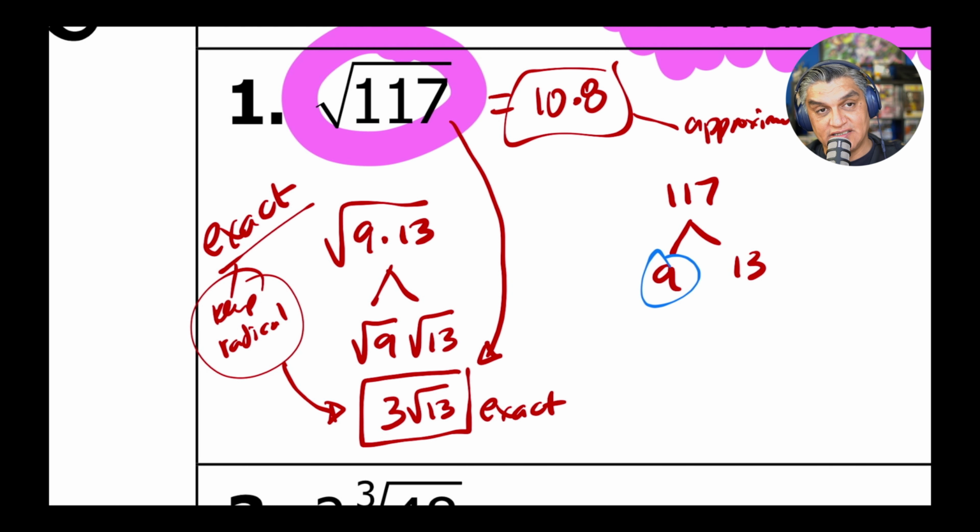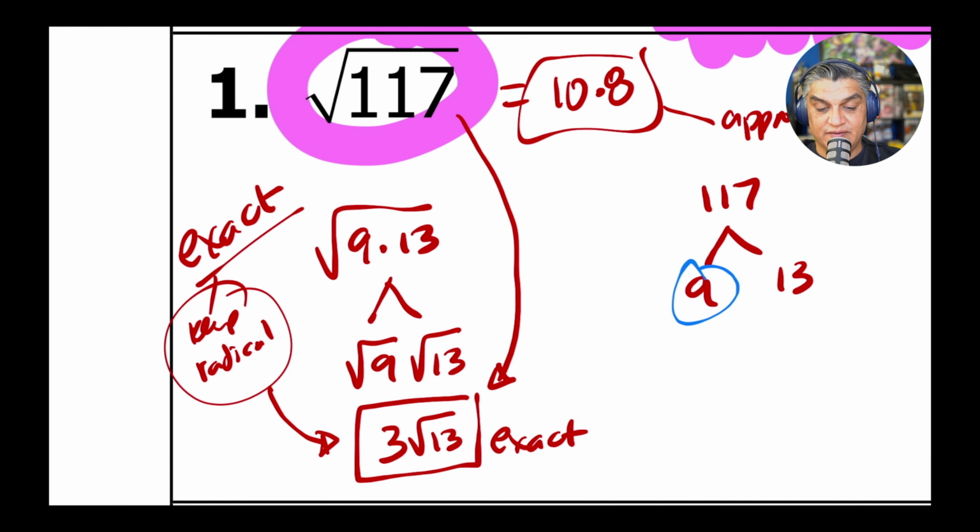I break down what's inside, and I try to find out if there are any factors that are perfect squares. And then if they are, then I break those down. Does that make sense? You guys remember doing this in Algebra 1? I think we did this early in the year, too. Any questions on how I did this?